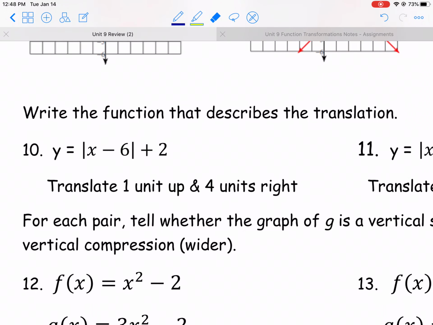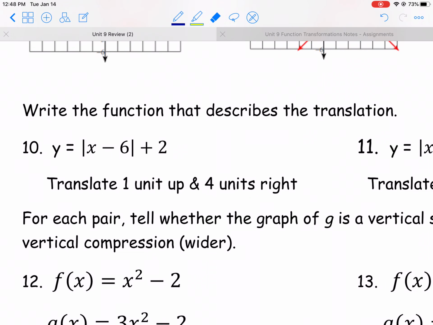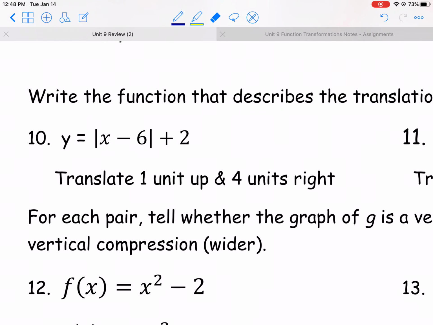Okay, number 10, write the function that describes the translation. So what they've done here is given us one function, this function, which is being shifted to the right 6 up 2, and they're saying take that function and translate it 1 unit up. So we want to go, it was up 2 already, we want to go up another one. And it was already 6 to the right, we want to go 4 more to the right.